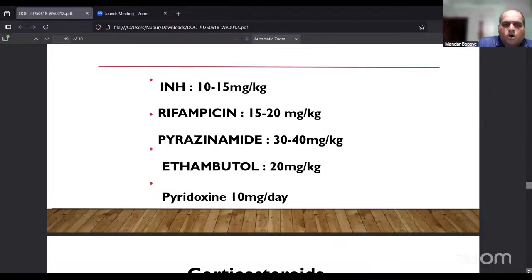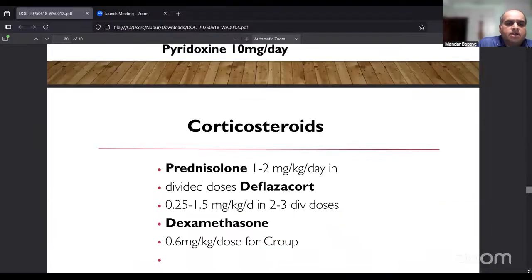Talking about corticosteroids, what are the indications which we can use in day-to-day practice or in OPD patients? The first indication is again acute exacerbation of bronchial asthma, and the second indication is nephrotic syndrome. Prednisolone dose is 1 to 2 milligram per kilogram per day in divided doses, available in syrup form as well as tablet form. Deflazacort dose is 0.25 to 1.5 milligram per kilogram per day in 2 to 3 divided doses.